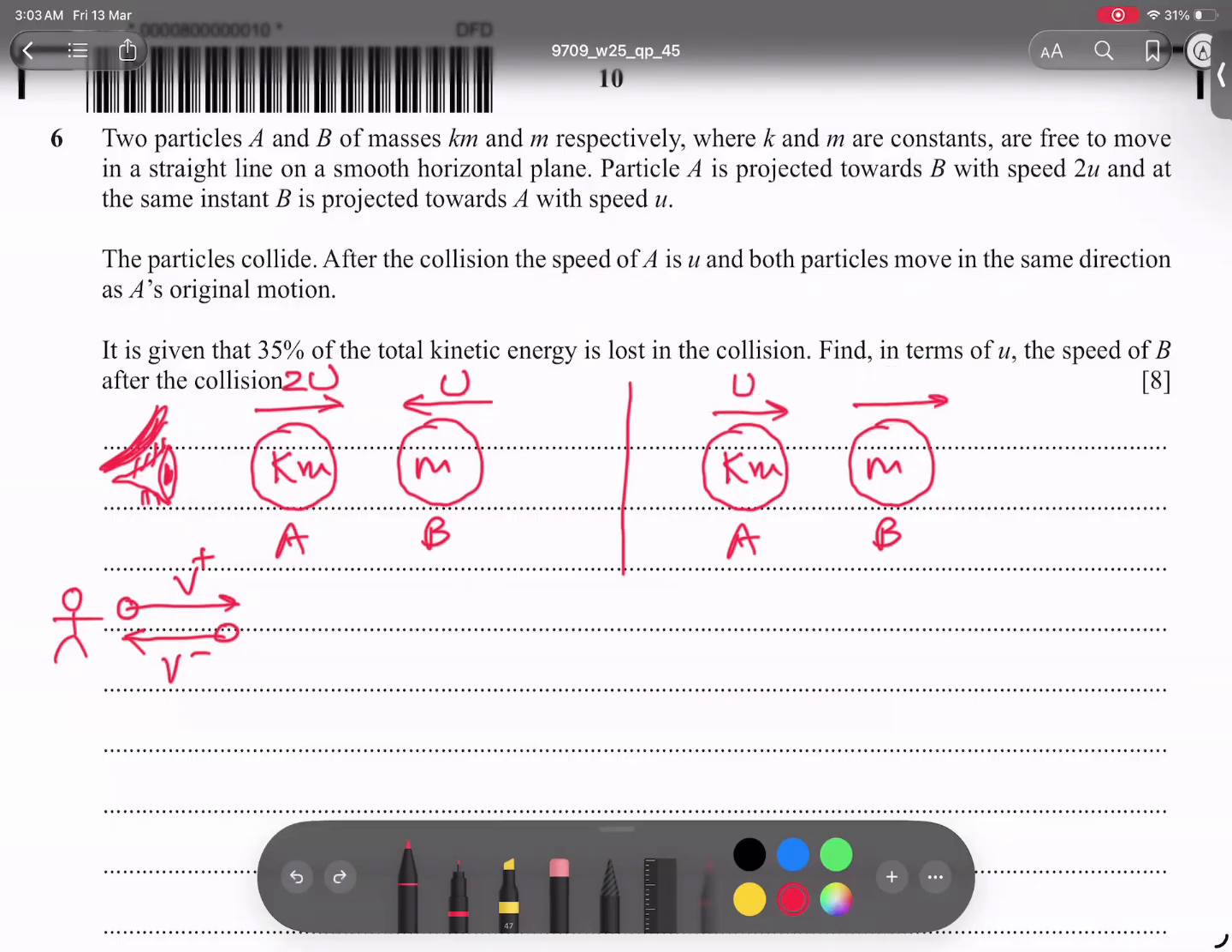Read it further, it is given that 35% of the total kinetic energy is lost in collision. Find in terms of u the speed of particle B. So it means I have to find this x. I count this speed as x, and my job is to find x in terms of u, the speed of B after collision.